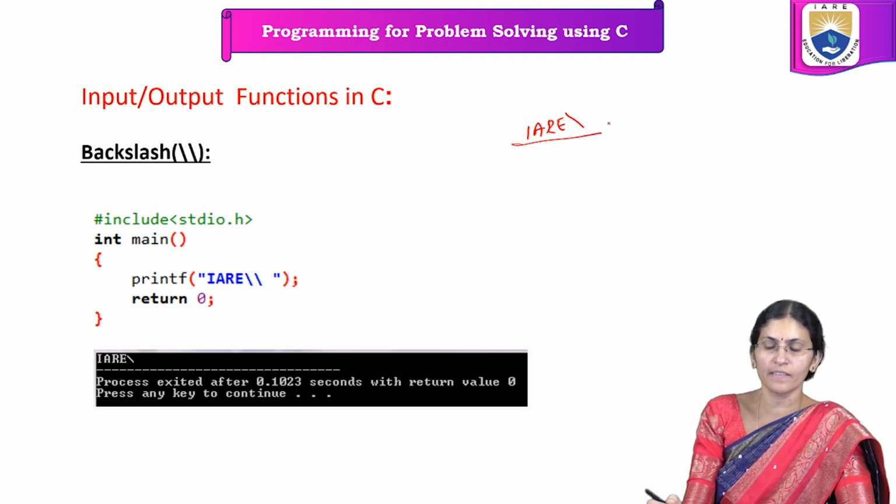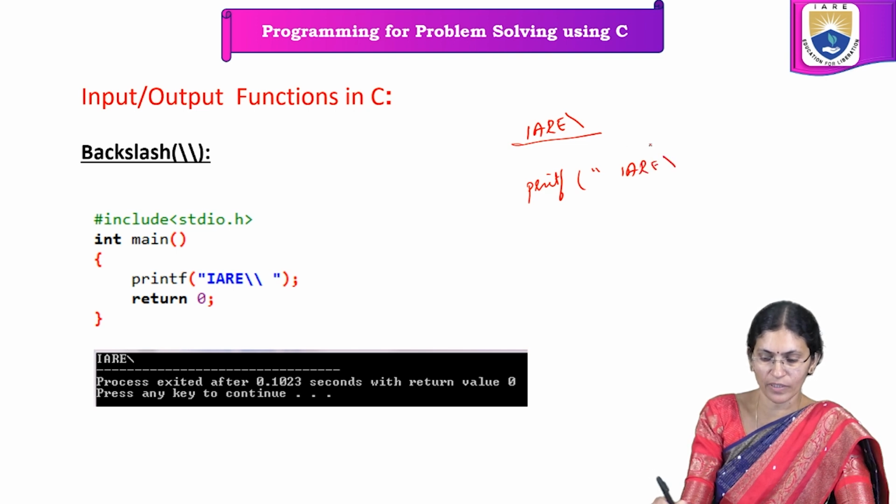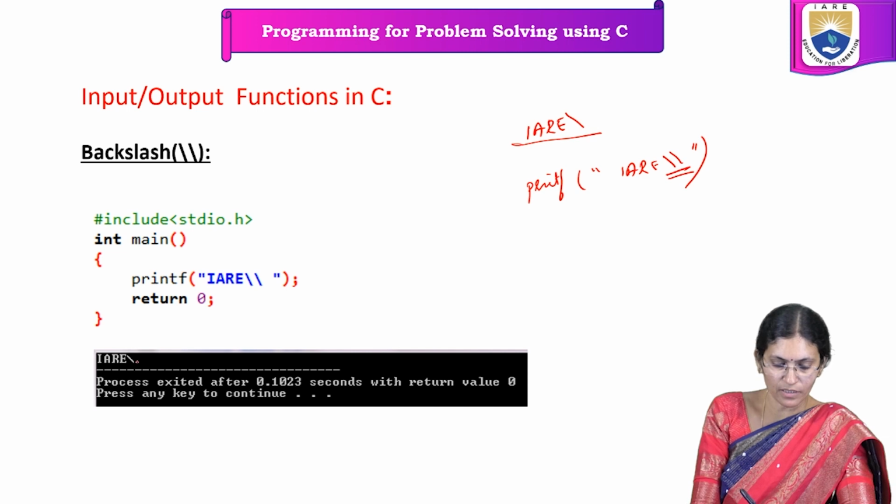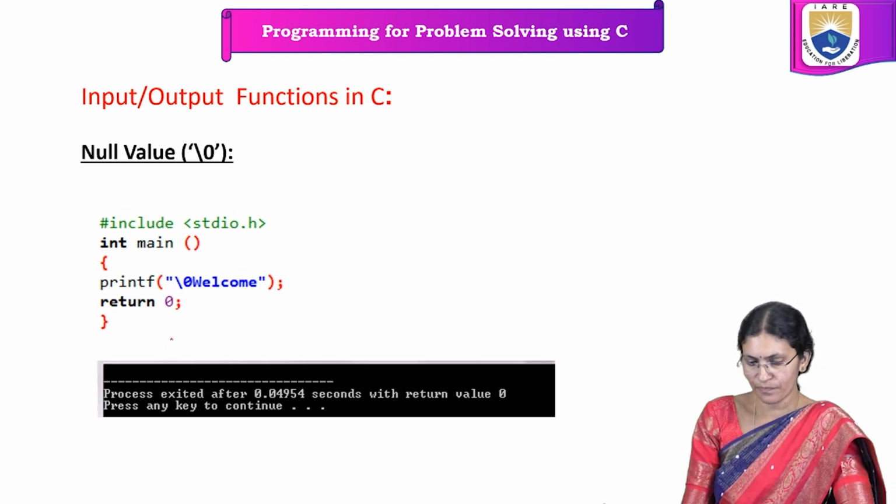In order to get this as the output, we need to write in the printf statement IARE. After that, in order to display this backslash, we need to use the escape sequence backslash and then again backslash, so that the output will be IARE and then a backslash.